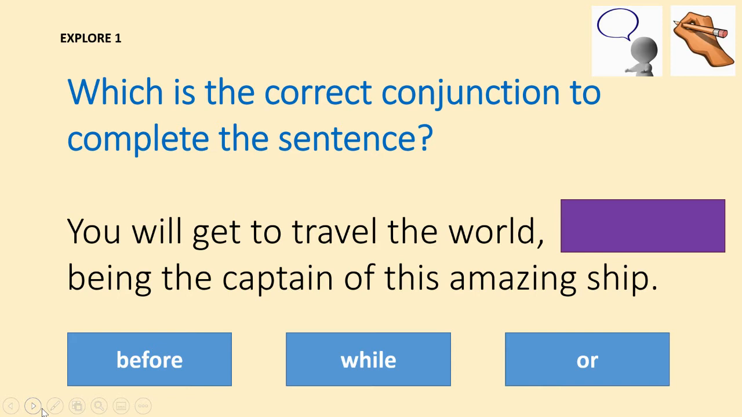Okay, so what I'm going to do is this. I'll read the sentence to you. And where the purple box is, that should be a conjunction. And I've got 3 conjunctions down the bottom for you to choose from. One of these conjunctions is correct. So let's try the first one together.